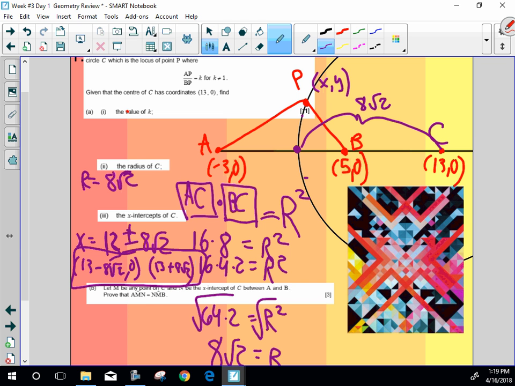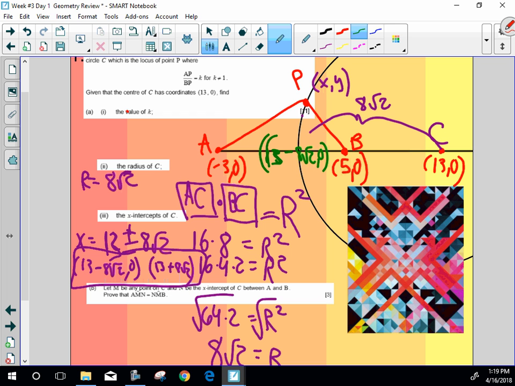What don't we know? K yet. But no problem. We can find K because we can take this point P anywhere on the circle. Where would be the easiest place to put it? On the line. So if this is (X, Y), right? Wait, do I want to do that? No, I don't want to do that. This is (13 minus 8 square root of 2, 0), right?